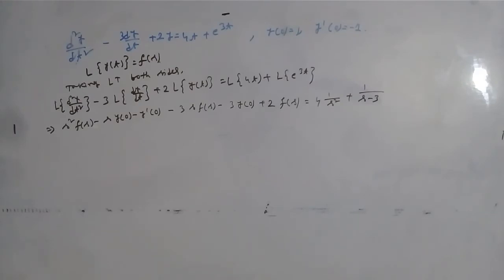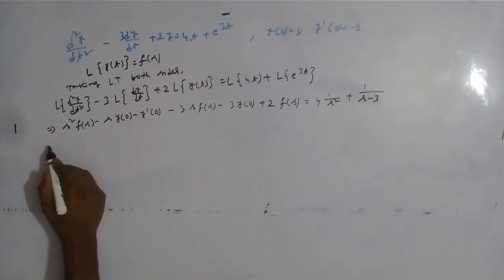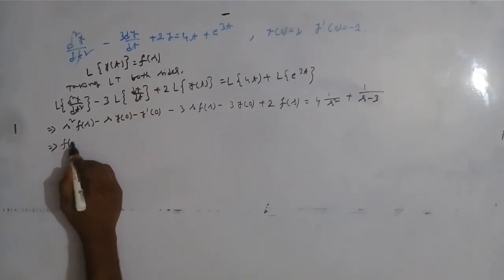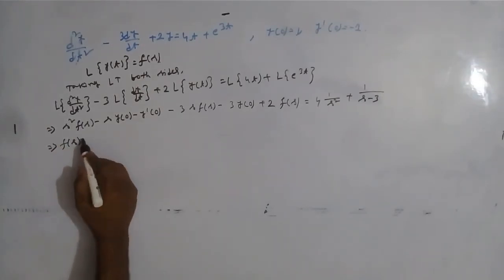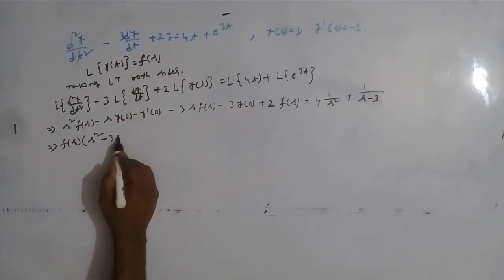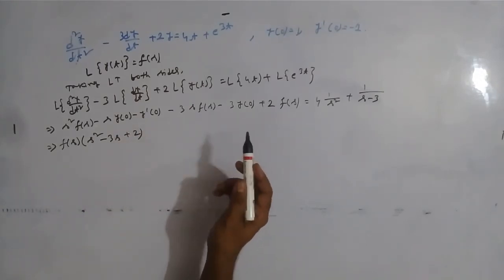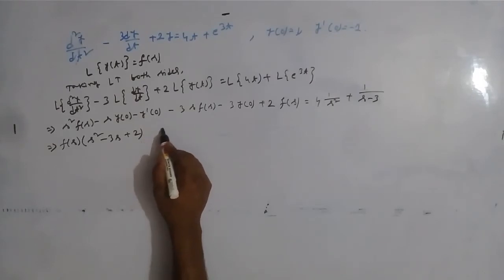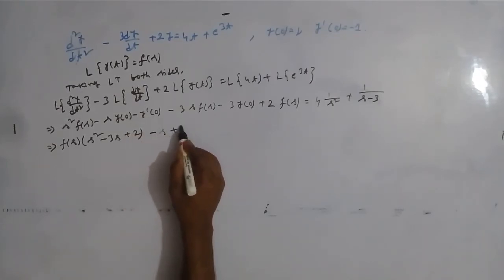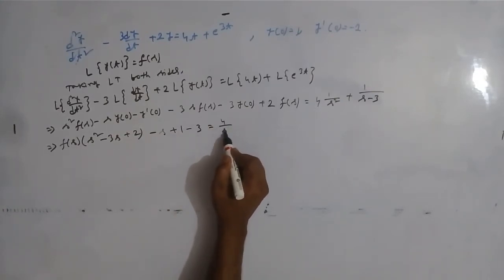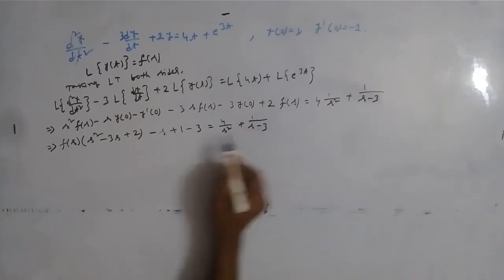Now we have to put the values of y(0) and y'(0), which are given initially, in the given ODE. We are taking F(s) common from the terms containing F(s). So it will be (s² − 3s + 2) F(s), and y(0) is 1, y'(0) is −1. So it will be −s, then y'(0) is −1 so it will be +1, and then −3, equal to 4/s² + 1/(s − 3).